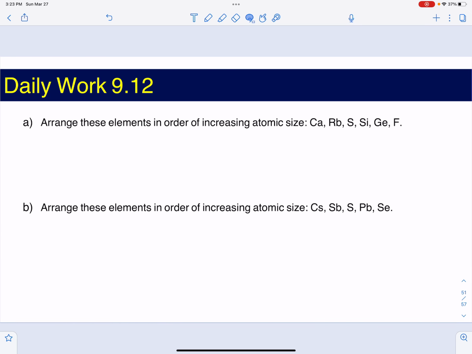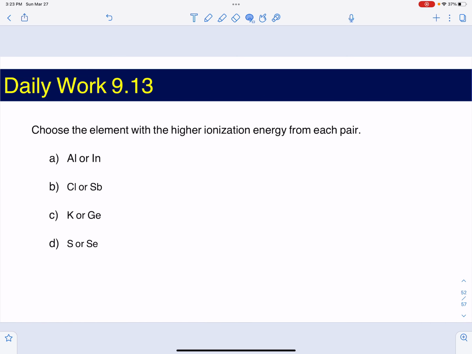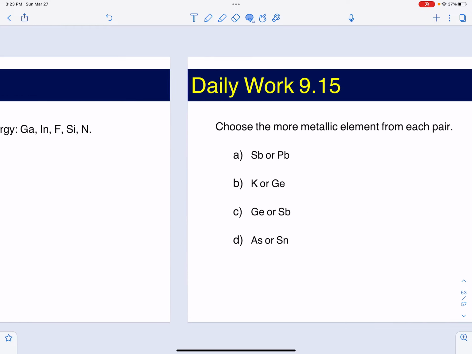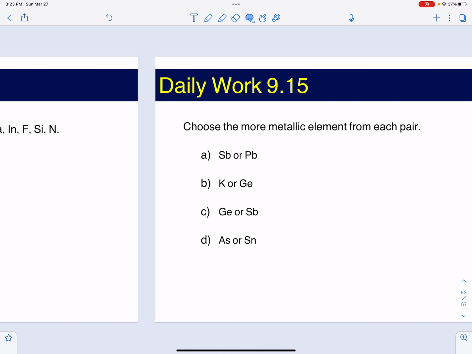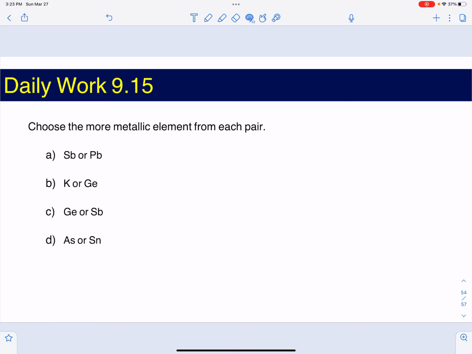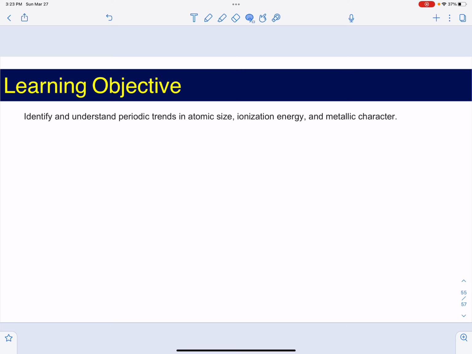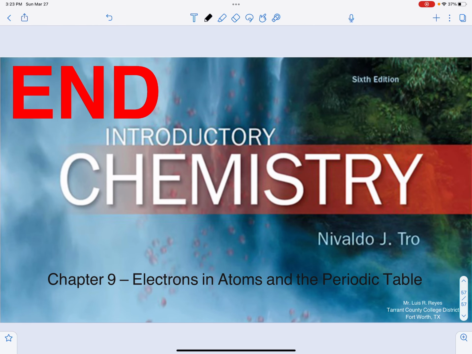And with that said, you should be able to do this daily work, dealing with the atomic size. After you do that one, you should be able to do this one, dealing with the ionization energy. And after you do that, you should be able to do this one, more ionization energy. And then this one that discusses metallic character. And once you do that, we have covered the most important periodic trends, such as atomic size, ionization energy, and metallic character. And with that, we bring this chapter to a close.